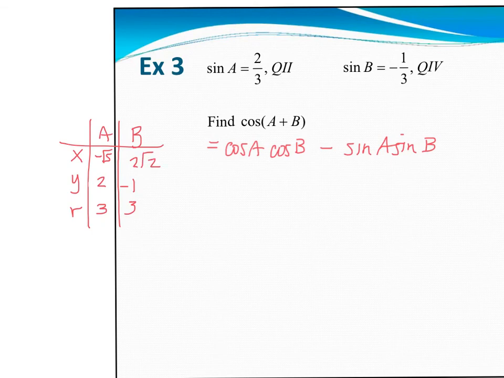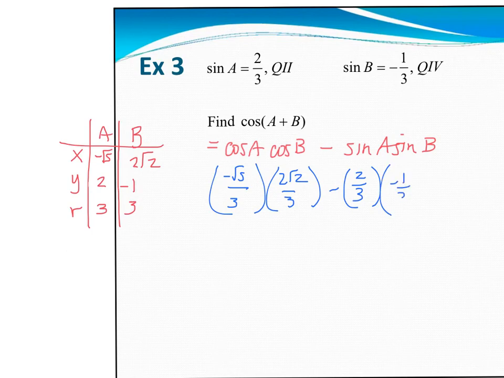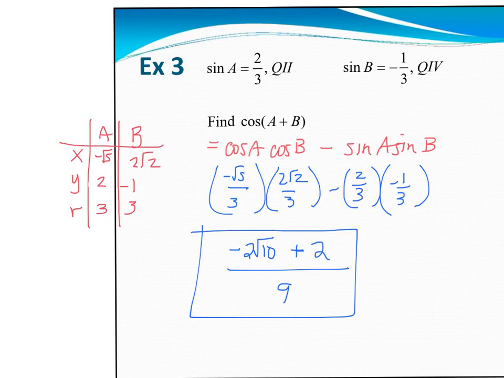Now that I have that, that's the hard part. Now I just go ahead and plug in my ratios. Remember, cosine is x over r, so cosine of A is negative root 5 over 3. Cosine of B is 2 root 2 over 3. And then I do the same thing for sine of A. Sine of A is going to give me 2/3, and sine of B is going to give me negative 1/3. And then after simplifying, when I multiply these radicals, I'm going to get negative 2 radical 10 plus 2 all over 9. Now, you could also write your answer as 2 minus 2 radical 10, same difference.